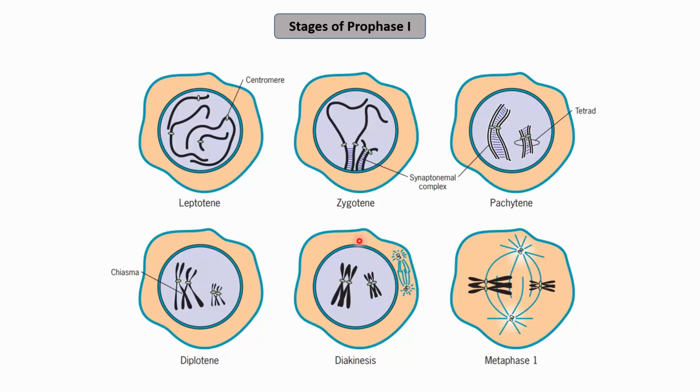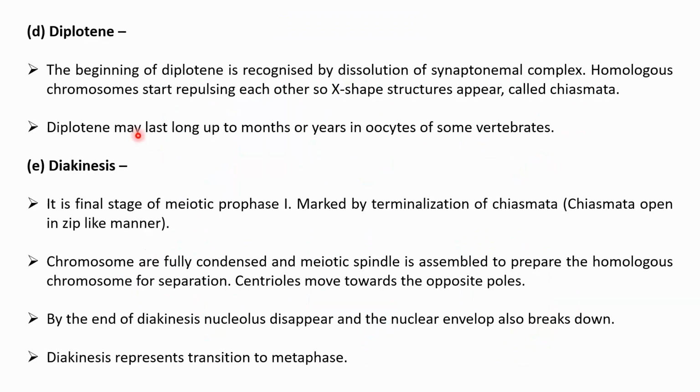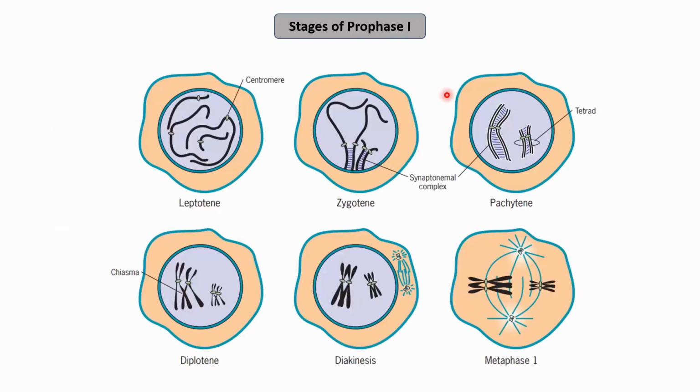As I mentioned, in case of zygotene, the synaptonemal complex starts forming. Then there is tetrad formation. We can see that the sister chromatids are clearly visible, resulting in a structure known as a tetrad. After this, there is an X-shaped structure formed in case of diplotene, recognized by the dissolution of the synaptonemal complex. After the dissolution, the place where these chromatids are attached appears as an X-shaped structure known as the chiasmata.